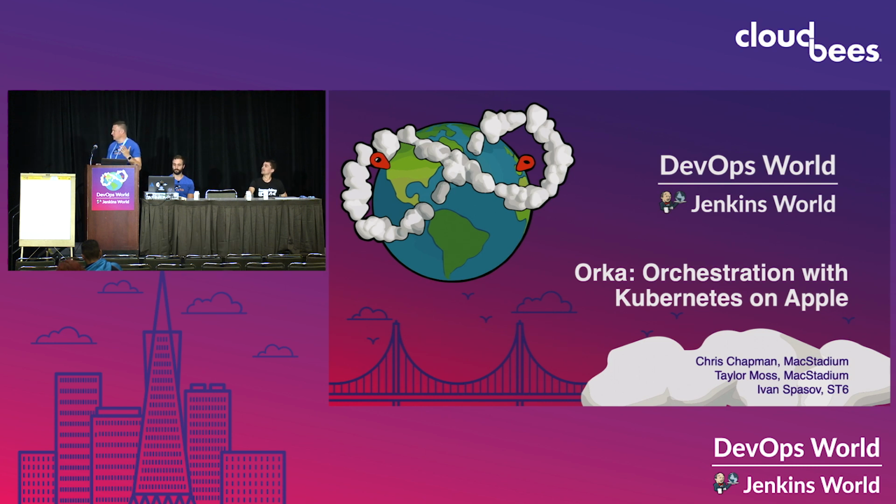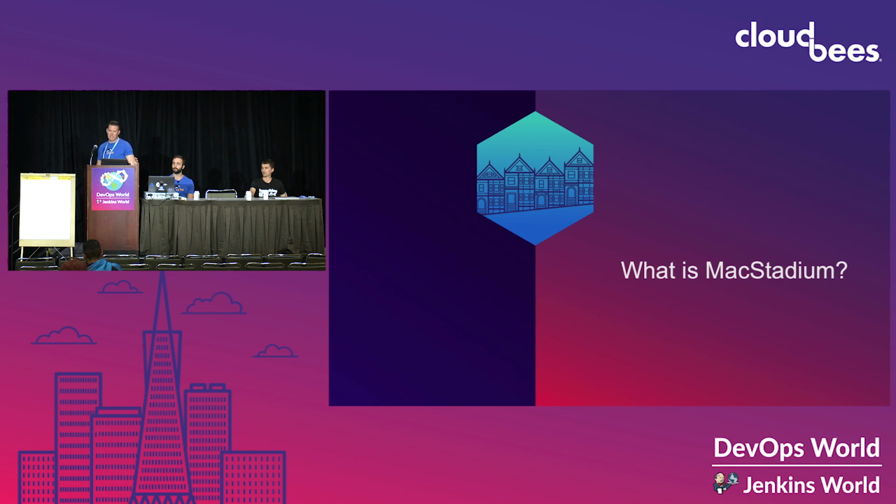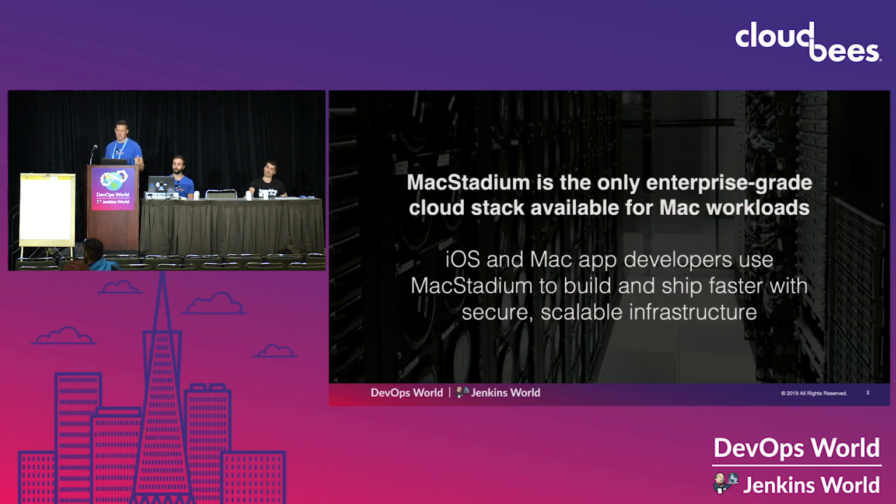Today I'm going to explain what MacStadium is briefly, but then really get into what we're proud of launching, which is Orca, and that is orchestration with Kubernetes on Apple, and we're going to dive into that soon. First, let me explain who MacStadium is. Some of you or all of you may have heard of us or not, but I want to give you a quick overview. We're basically the enterprise-grade cloud solution for iOS and Mac app developers. We're purpose-built to help scale and deploy so you can build and ship faster with secure, scalable infrastructure. You can think of us as the AWS or Azure, but on the Apple side of the world.